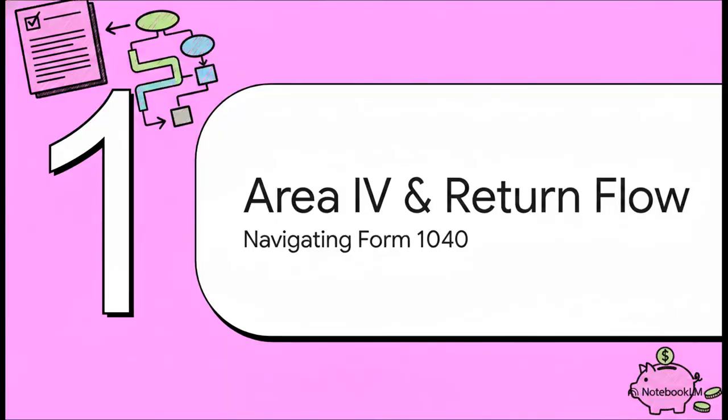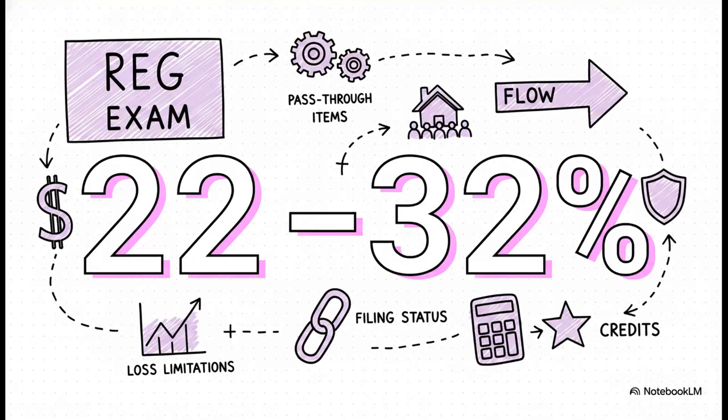Okay, let's dive into this with Section 1, Area 4, and Return Flow. Area 4 represents a massive 22 to 32% of the REG section blueprint. This area focuses heavily on routine, individual federal tax compliance. We're talking about evaluating gross income, pass-through items, adjustments, and loss limitations, flowing all the way down to filing status, tax, and credits. Mastering this compliance flow is, without a doubt, the highest yield investment of your study time.